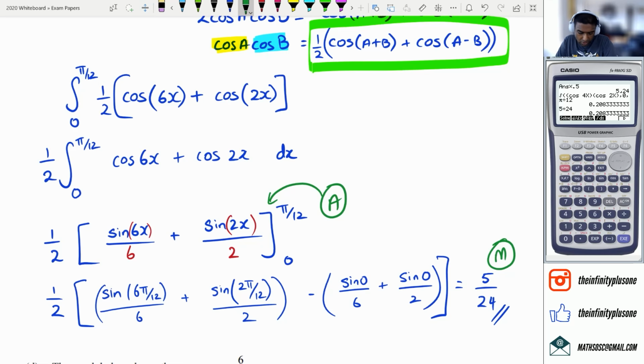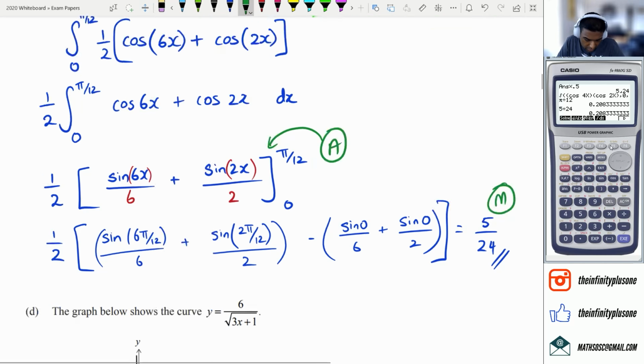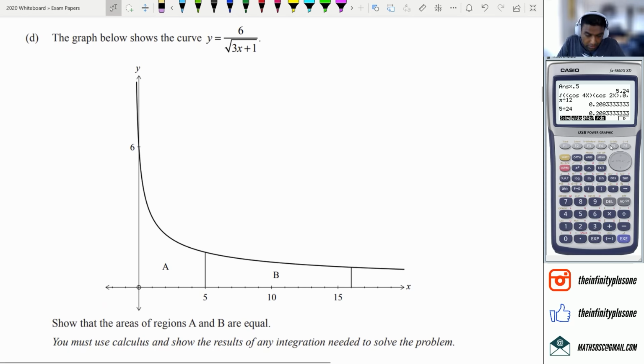Cool. So let's go to the next question. All right, so question D, what we have is a graph between blah, blah, blah, and then to show that the area of the regions A and B are equal.